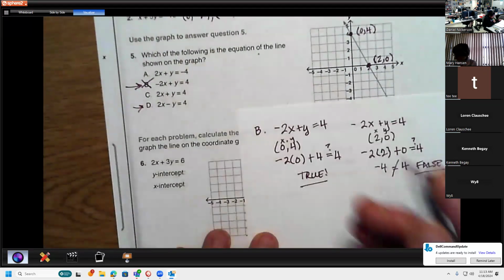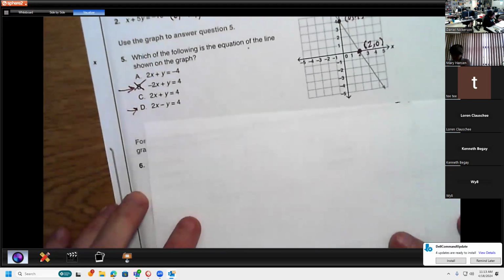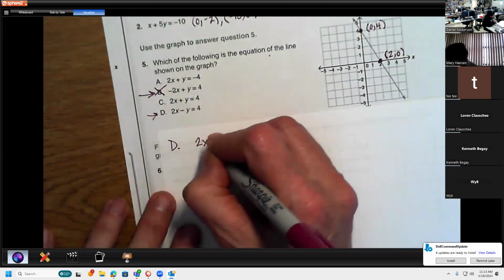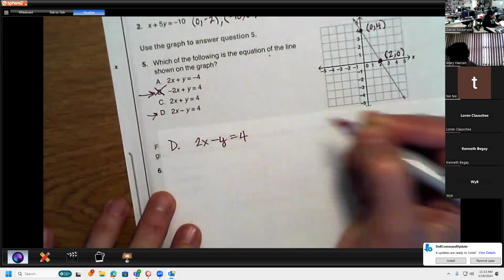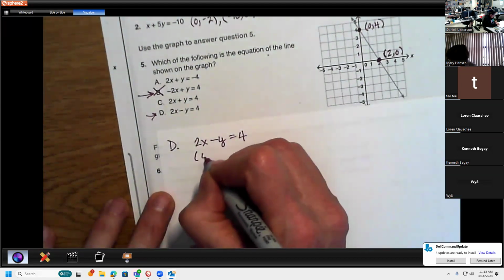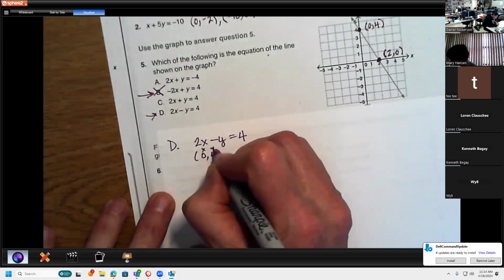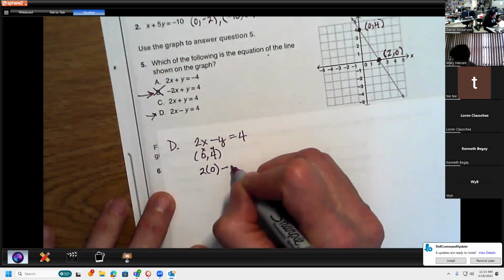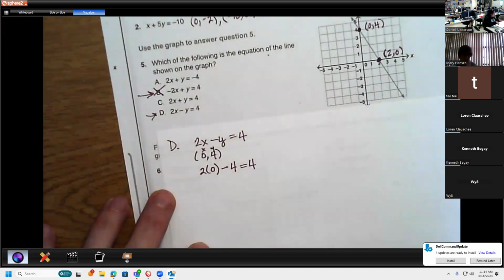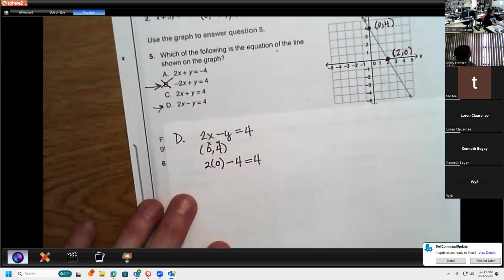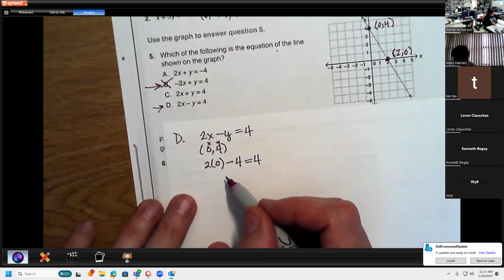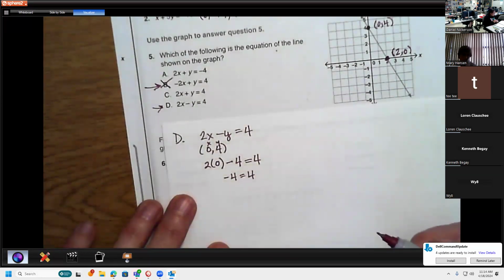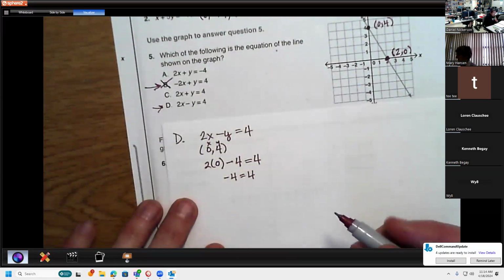So let's try D. Okay, I'm going to slide my scratch paper around here. If we try D, 2x minus y equals 4, we have to check (0, 4) for my x and my y. So I'm going to put in 0 for x, minus 4 equals 4. 2 times 0 is 0. So I end up with negative 4 equals 4. True or false?